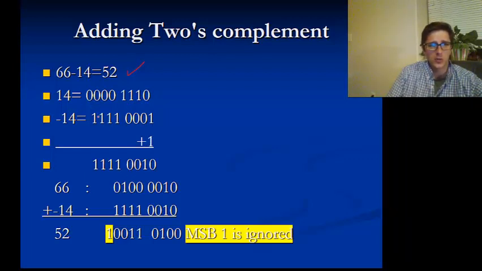Then what we're going to do is a ones complement. This is a ones complement. So we have a 0, 1, 0, 1, 0, 1, 1, 0, 1, 0, 1, 0, 0, 1. Okay, so that's all correct.